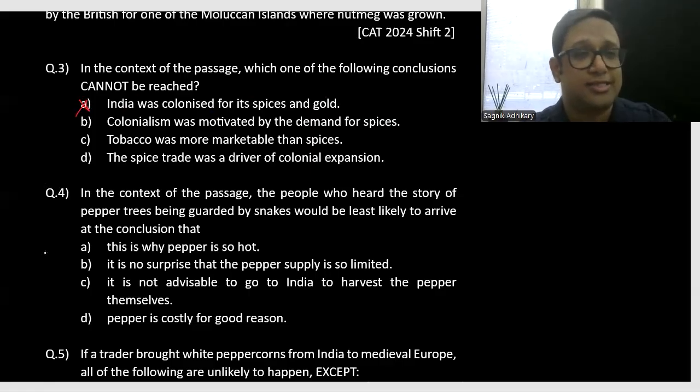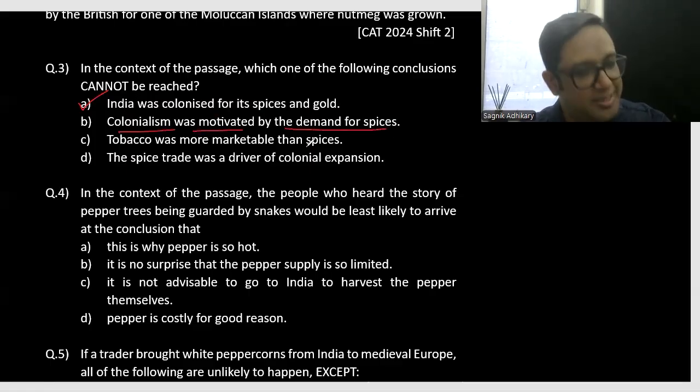Oh, rather, this is an except type question. We cannot reach this conclusion, which means A is actually a valid choice. Colonialism was motivated by the demand for spices. Yes, first paragraph, second paragraph. We have taken note of this. This is very true, can be inferred, can be concluded from the information given.